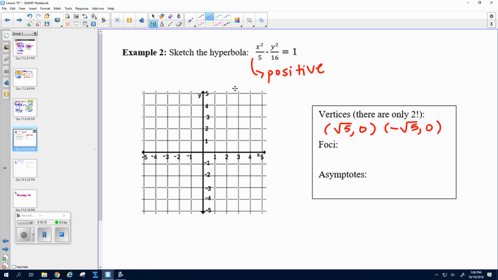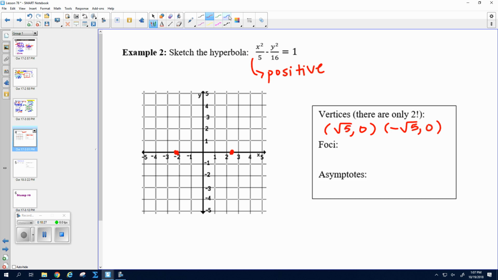All right, so let's put these on the x-axis. Why are we putting on the x-axis? Because this is underneath the x, and the x is positive. So I'm going to go over 2 point something, and to the left 2 point something. It's really close to square root of 4. And again, it's going to look like this and open out this way.